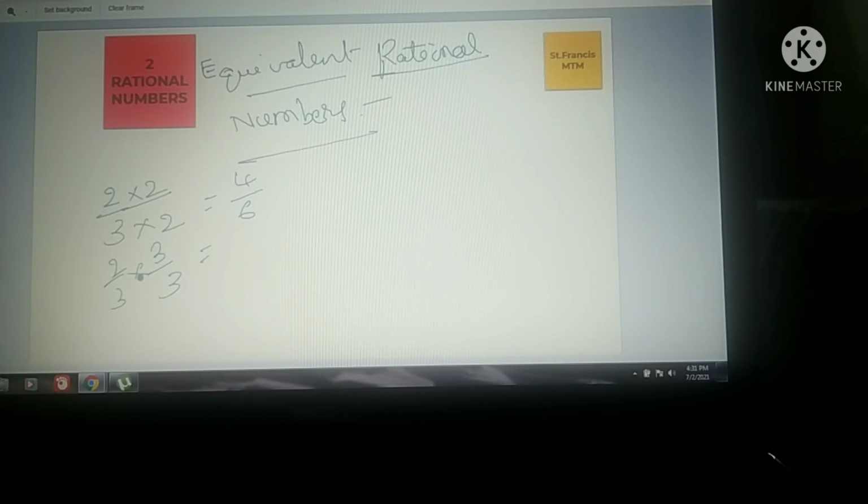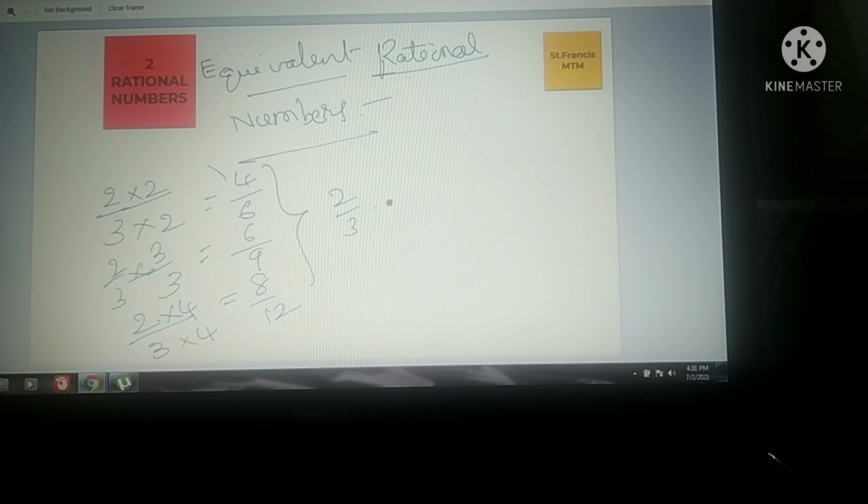What do you get here? Whatever I am doing in the numerator, I am doing the same thing in the denominator. 2 into 3, 6. 3 into 3, 9. Now multiply 2 by 3 with 4. So 2 4s are 8, 3 4s are 12. Like that, if you multiply with the same number in the numerator and denominator, you will get some fractions here. Those all come under equivalent fractions. These fractions are all equal to 2 by 3 only.